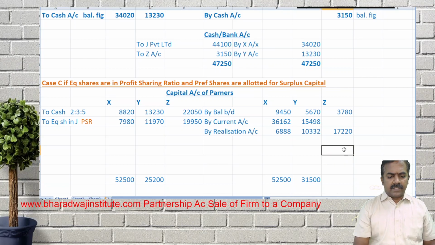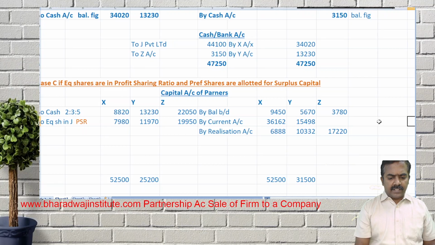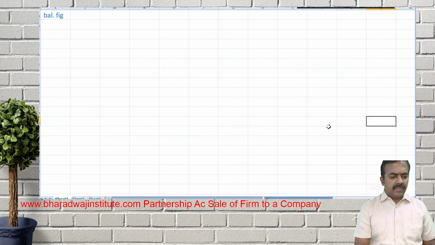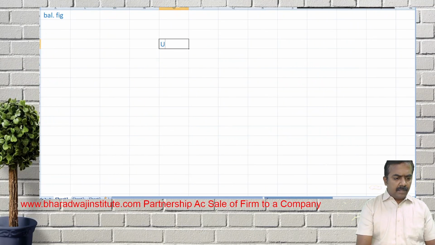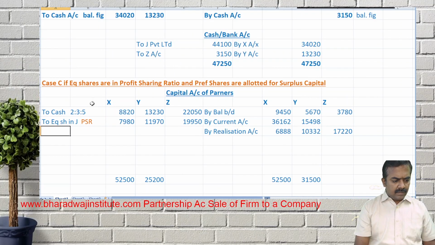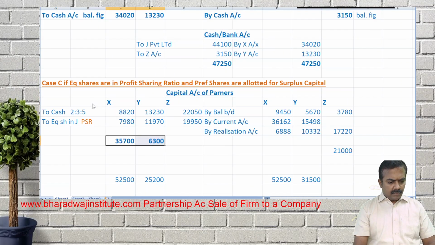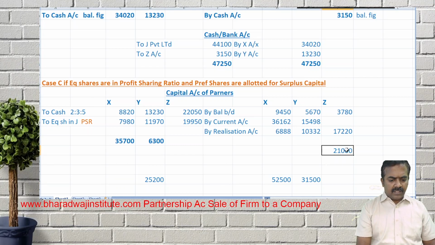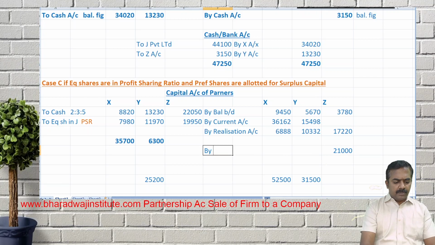Let us see the surplus capital and the highest relative capital method, we have to try it that way. What is the capital balance? Okay, that is not needed. What is the balance you are getting? 21,000 comes, right? This 21,000 deficit loss, it will be borne by whom?